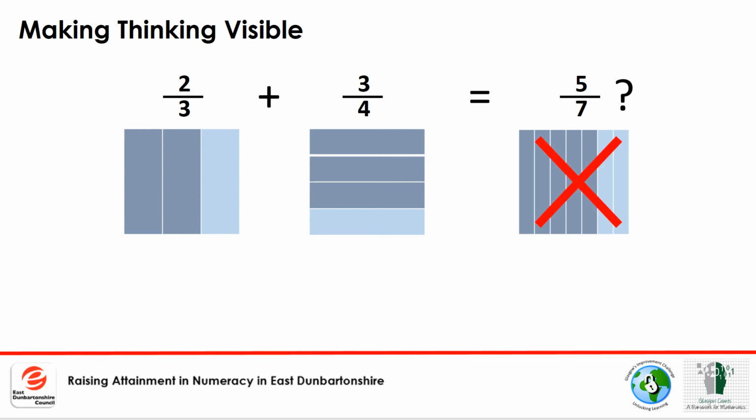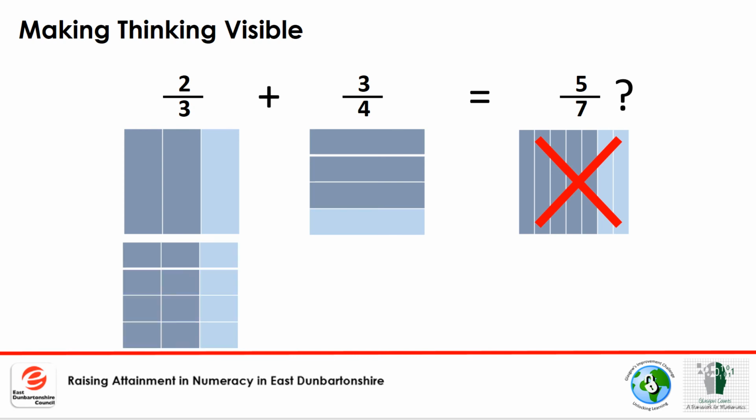Okay, it can't equal 5/7. So how am I going to work this one out? Now, if you superimpose, the reason why I've got the 2/3 vertical and 3/4 horizontal is because you can superimpose, and that's going to help you understand equivalent fractions.